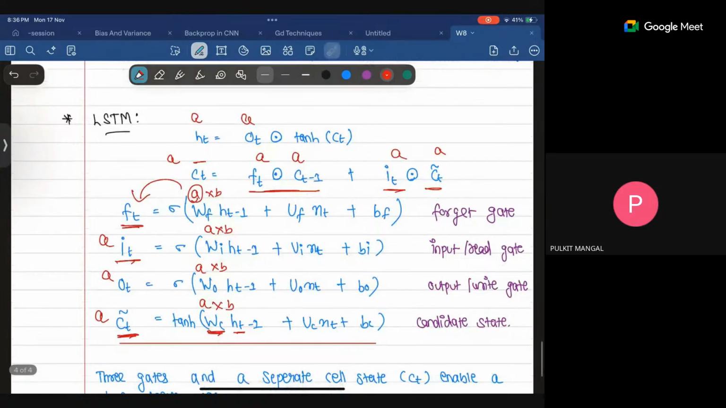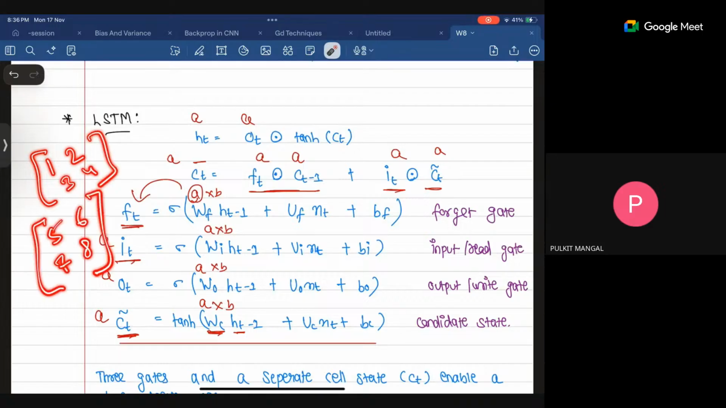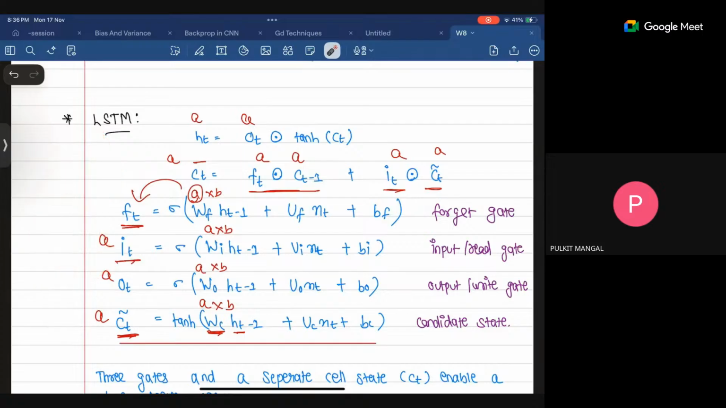So everywhere the WF, WI, WO, WC will have the same dimension, but the elements in that matrix will be different. WF can have the elements 1, 2, 3, 4, while WI can have the elements 5, 6, 7, 8. Dimension will be the same, elements will be different. Is it clear now?